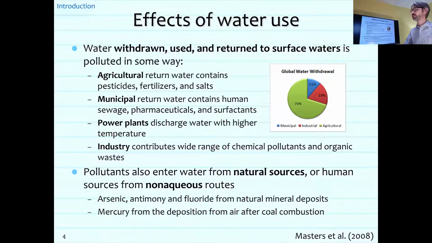Agricultural return water contains pesticides, fertilizers, and salts. Municipal return water contains human sewage, pharmaceuticals, and surfactants, among other things. Power plants discharge water that has a higher temperature, which has environmental consequences, and industry contributes a wide range of chemical pollutants and organic wastes. Pollutants also enter water from natural sources or from human sources via non-aqueous routes. Here we're talking about things like arsenic, antimony, and fluoride from natural mineral deposits, among many other chemicals, and mercury from deposition from air after coal combustion, again just as examples.